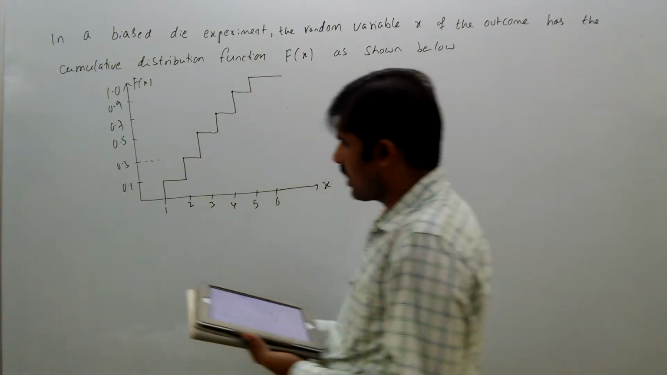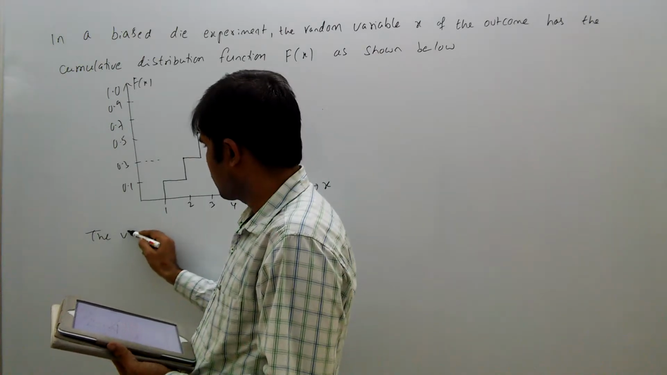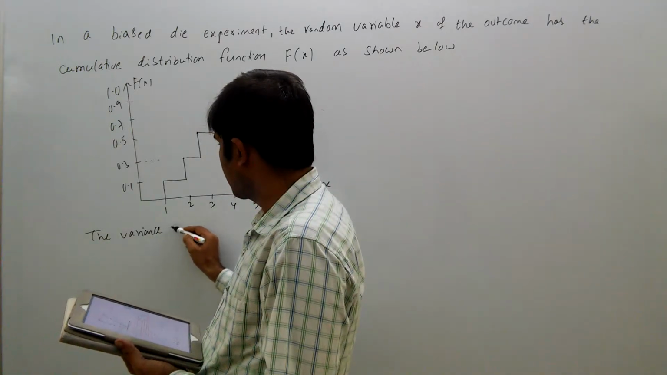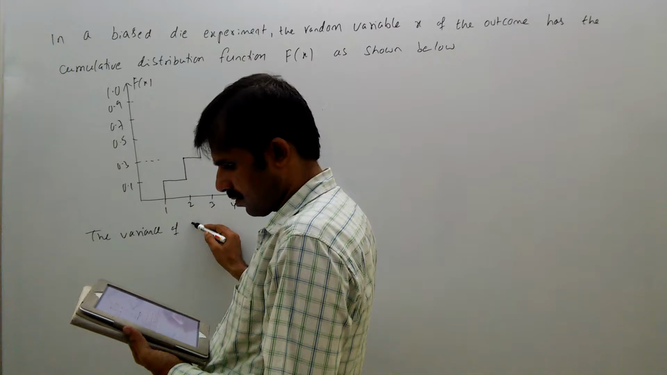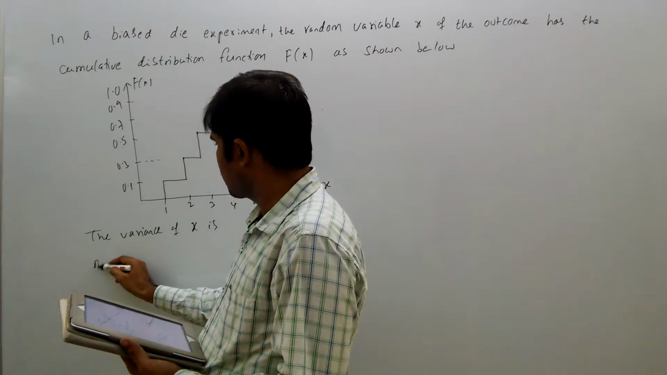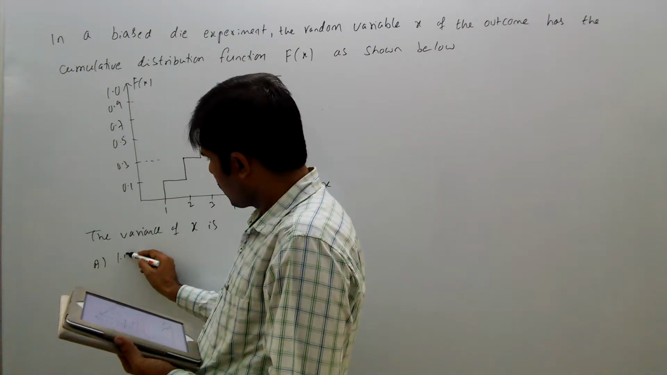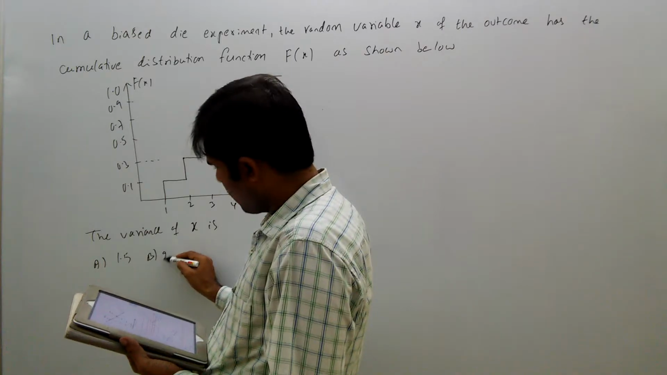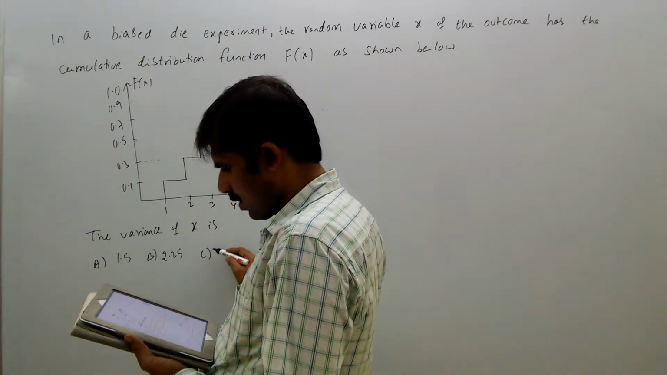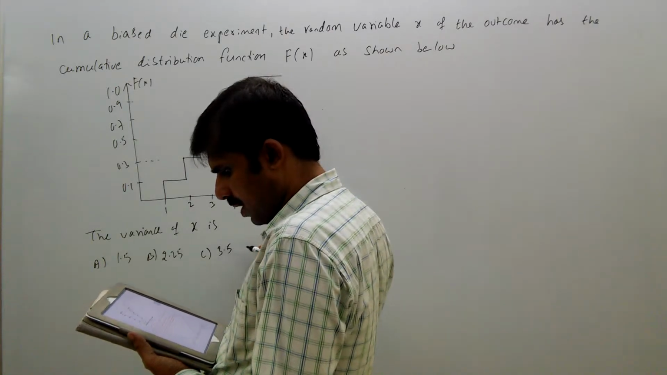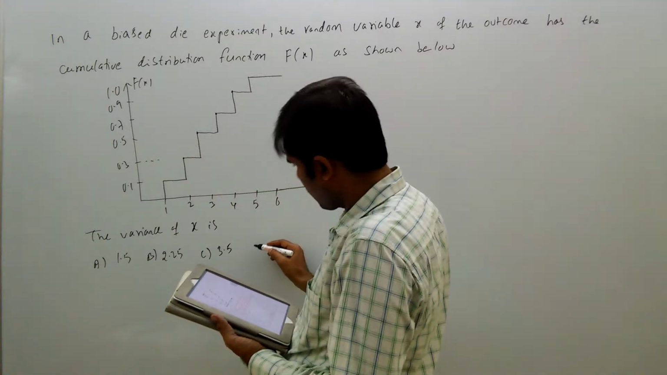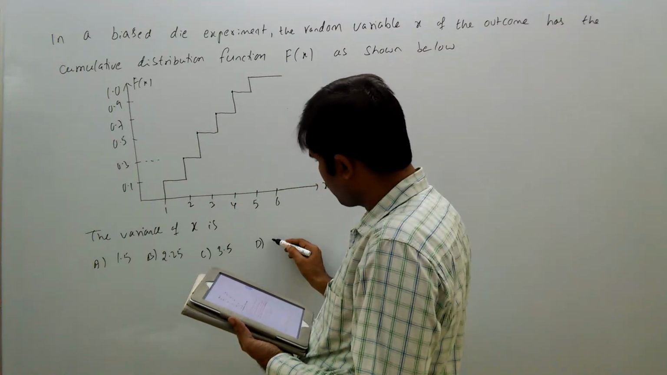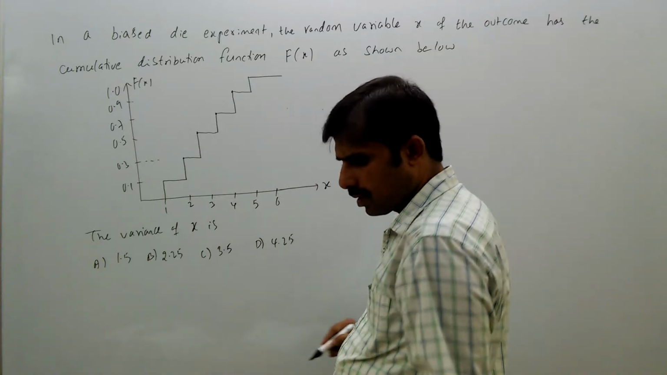The variance of x is dash. Variance of x is: option A 1.5, option B 2.25, option C 3.5, option D 4.25.